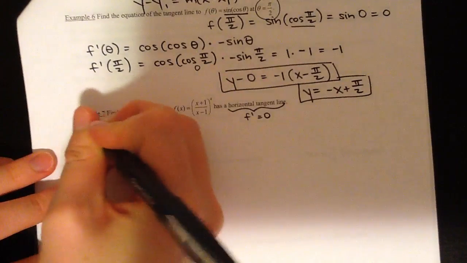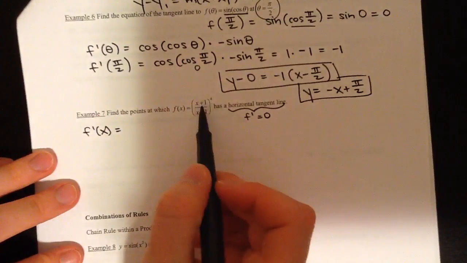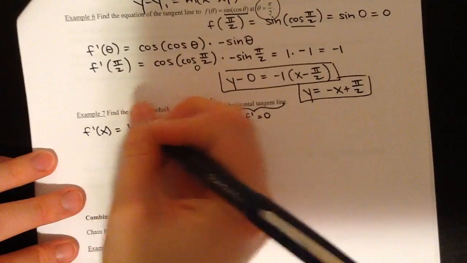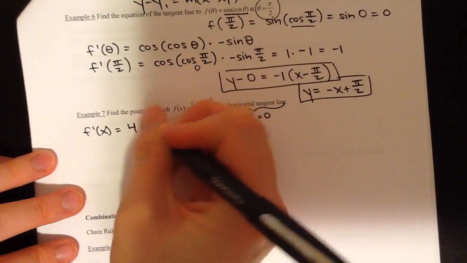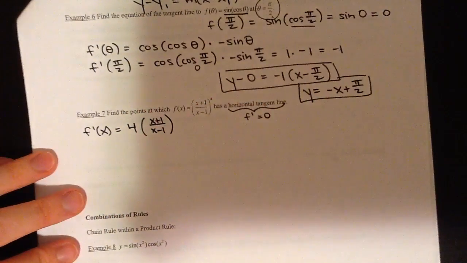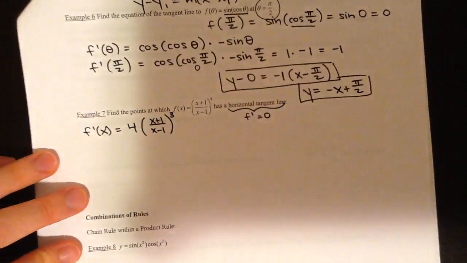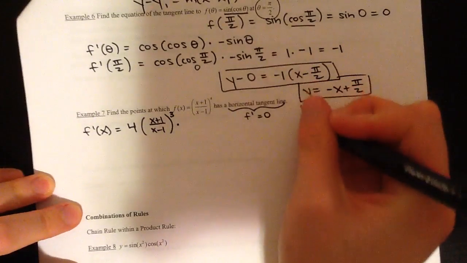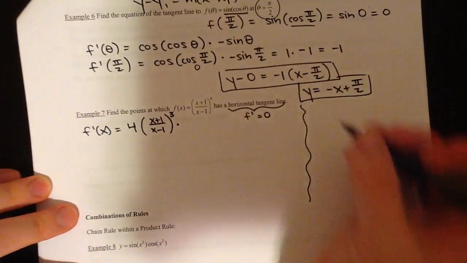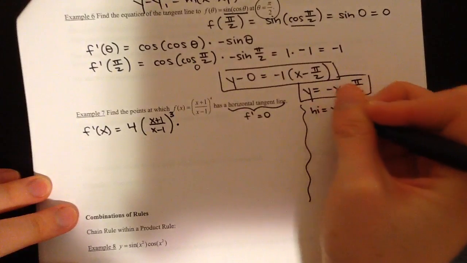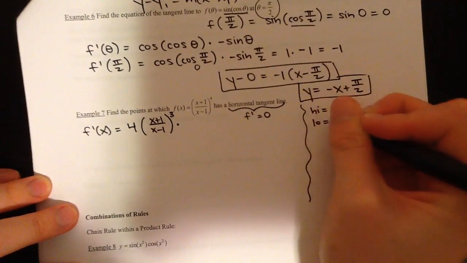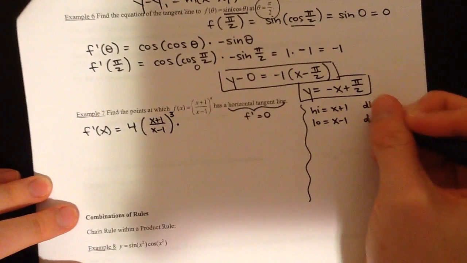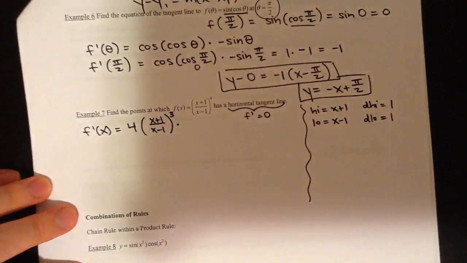So f prime, my outside function is quantity to the fourth. So for my power rule, I bring the 4 out front, leave my nested function right where it is, drop the power down to 3, and then I need to multiply by the derivative of the nested function. So I'm going to do a little side work over here to do my quotient rule. So high is x plus 1, low is x minus 1, and these are both just linear functions. The derivative of the numerator is 1, the derivative of the denominator is 1.